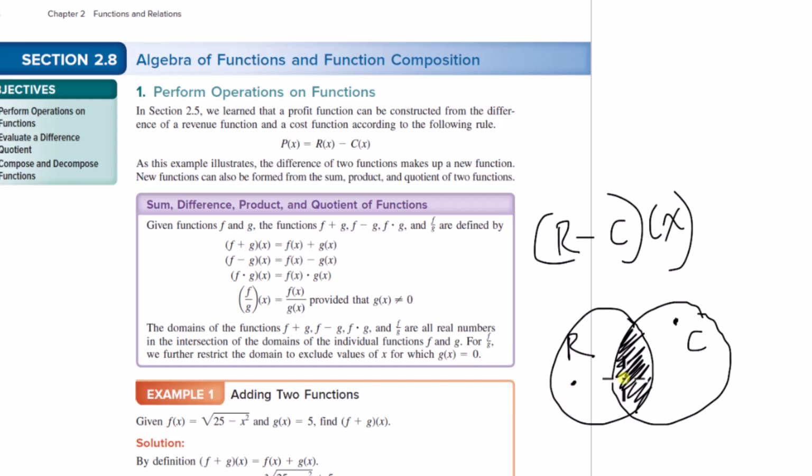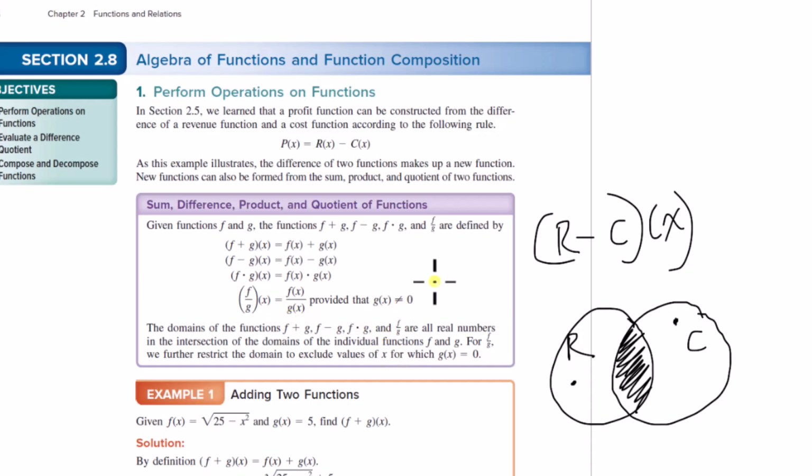If you try to subtract R minus C with this value, then C doesn't exist. You would get a number for R, but C of this doesn't exist. Now there's only one caveat: if you're dividing, then whatever the denominator is, you can't include whatever makes the denominator 0. So for this case, it would be the intersection of f and g, provided that g of x is not equal to 0. That's the only caveat.